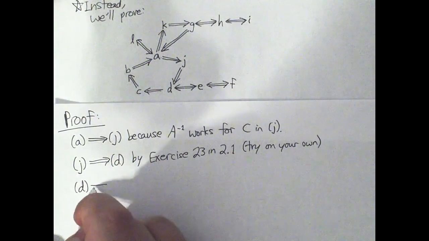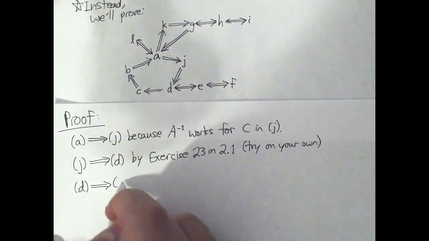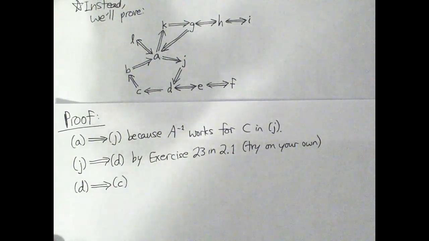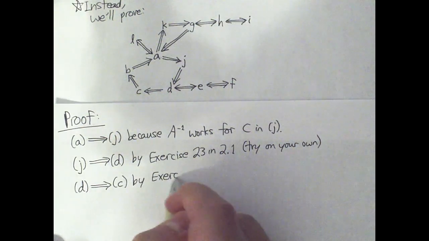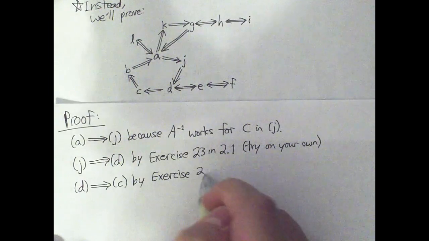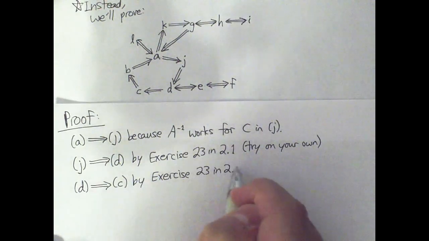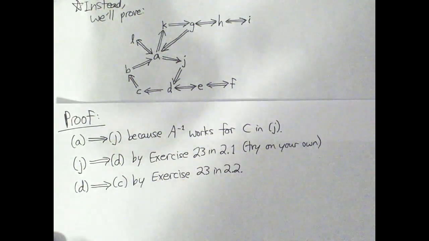Why does item D imply item C? Well, that is another exercise in the book. This is exercise 23 in section 2.2. And I'm going to say you can try that on your own also.